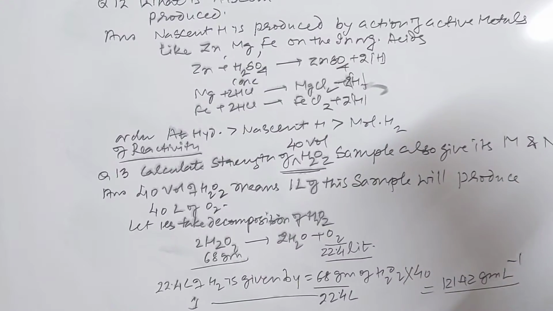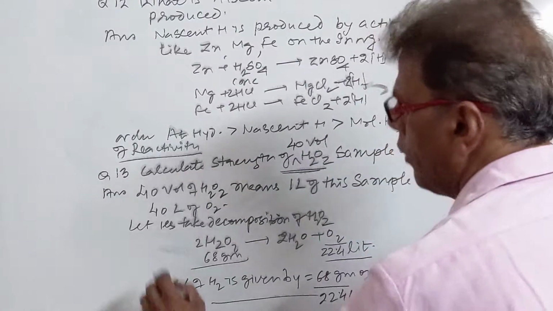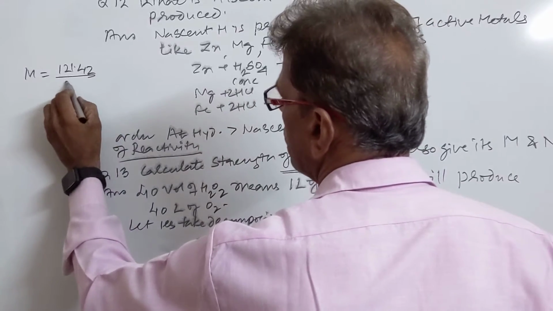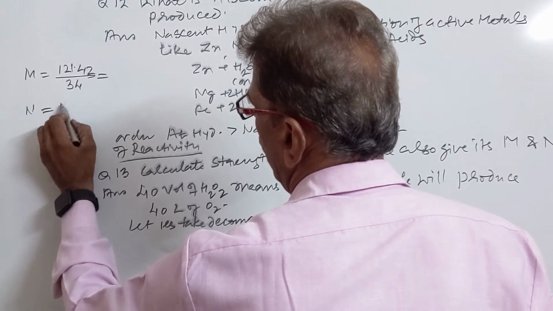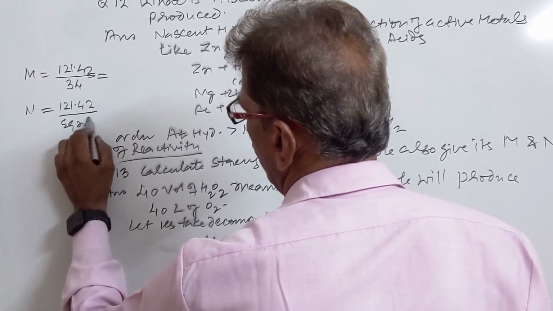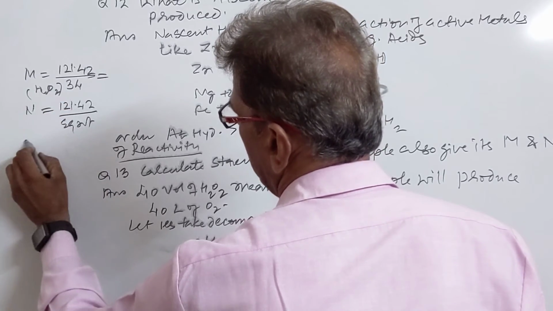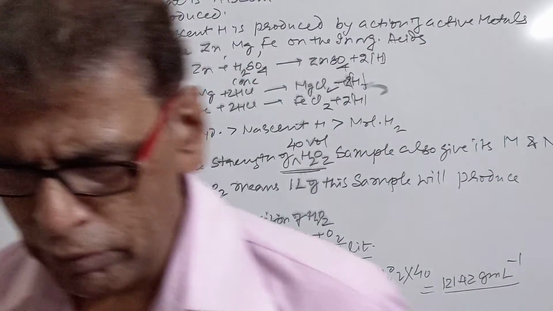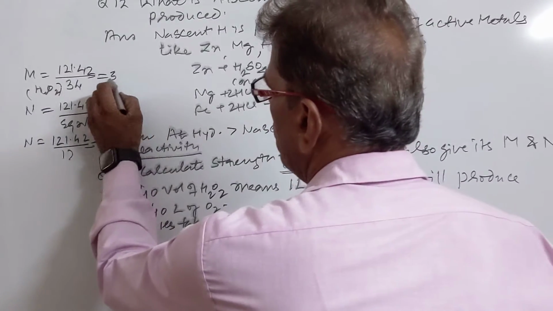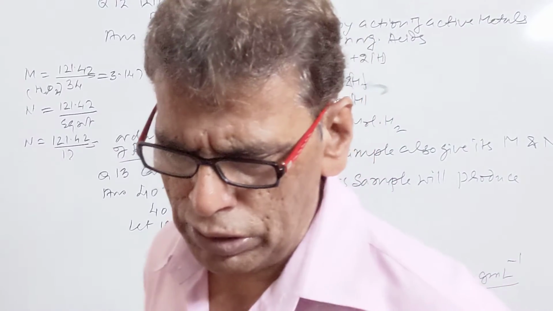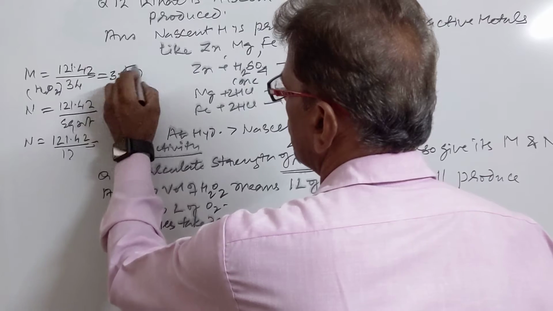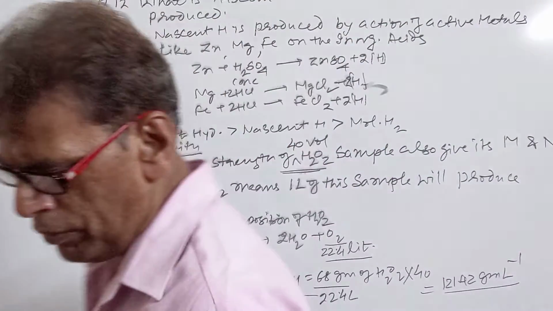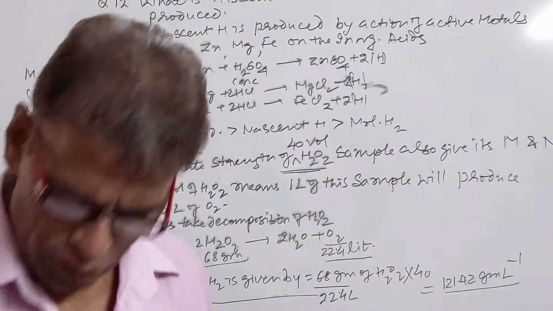Now to calculate molarity, since it is present in 1 liter, we divide this weight, 121.42, by the molecular mass of H2O2. This will be the molarity. Or we divide the weight by the equivalent weight of H2O2. Equivalent weight is 17, so 121.4 upon 17. So this will be the molarity and normality of this sample. Molarity will be 3.57, it is a number, no units. Then we have the normality, it is 7.142. So in this manner we can calculate the molarity and volume strength of different samples.